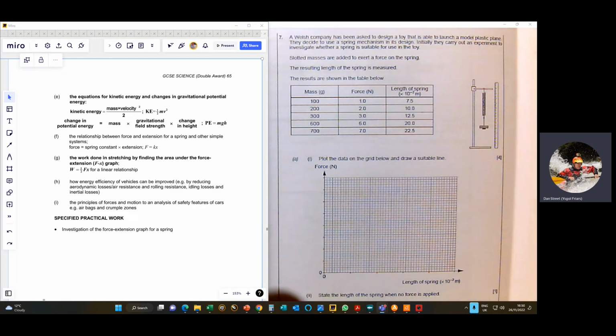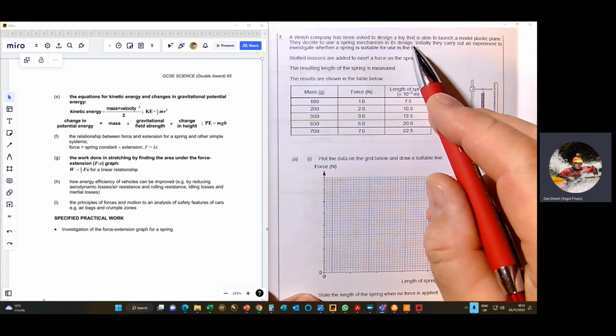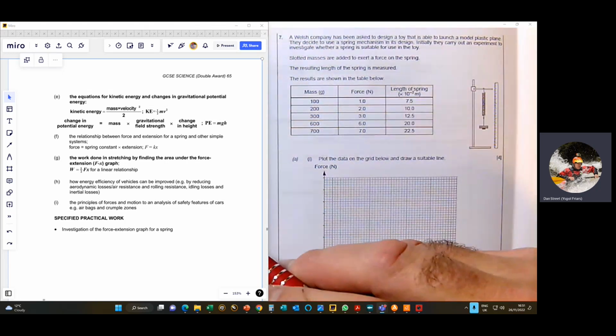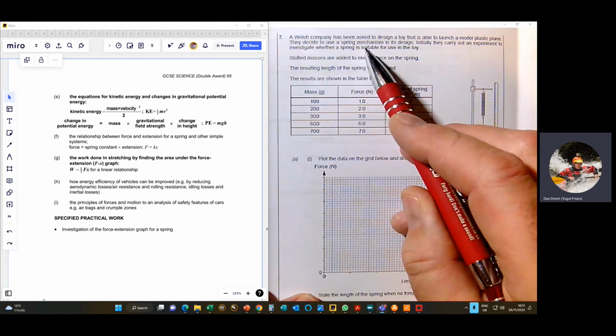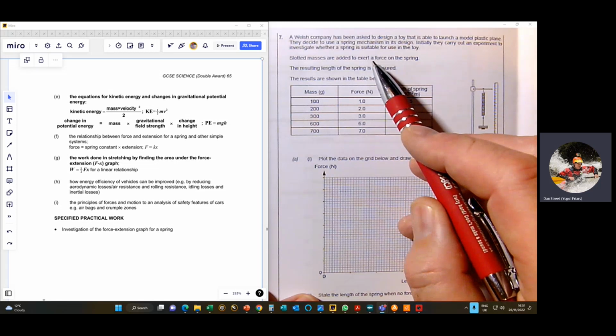Okay, so this is the second video where we're going through this paper, which contains some higher tier material. It says a Welsh company has been asked to design a toy that is able to launch a model plastic plane. They decide to use a spring mechanism in its design. Initially, they carry out an experiment to investigate whether a spring is suitable for use in the toy.